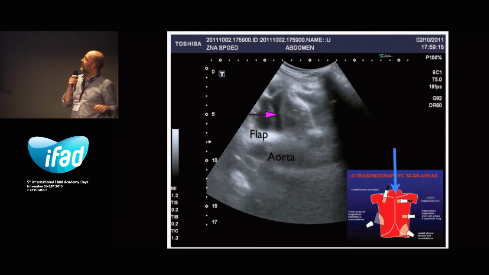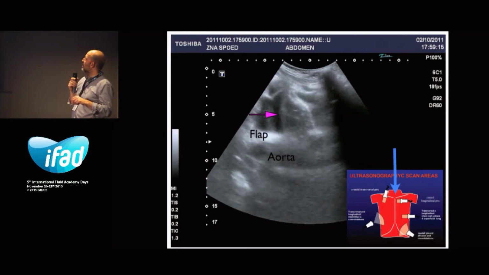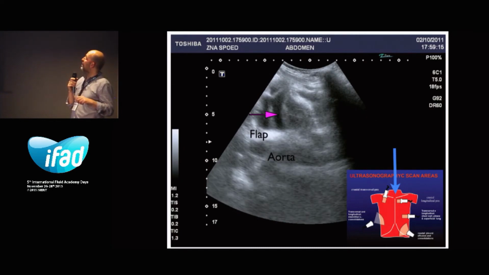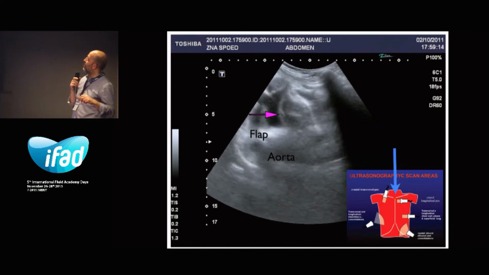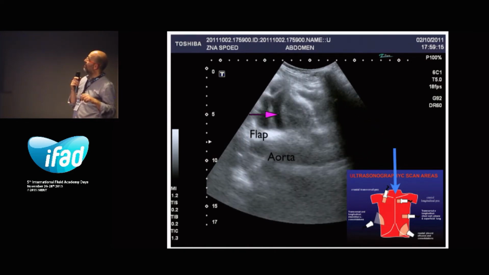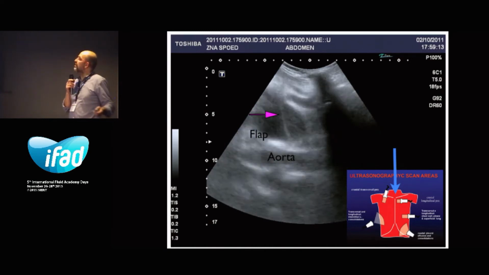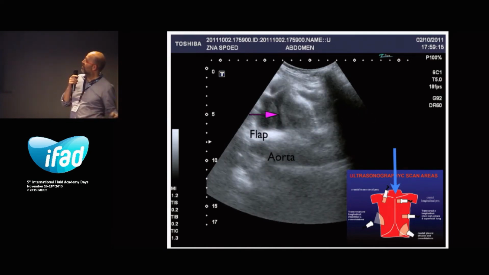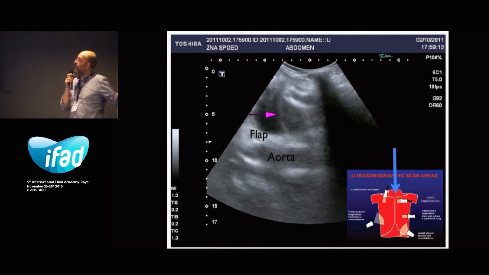Sometimes it's difficult, sometimes it works. I put the ultrasound probe here, and what we see is the aorta with a nice flap, typical of a dissecting thoracic aorta, and I could convince the cardiac surgeon without CT to operate on the patient, and she survived.